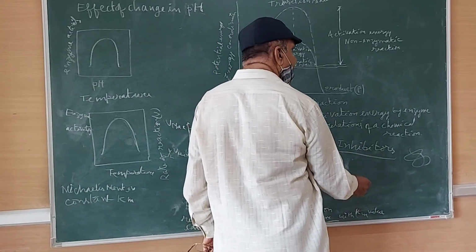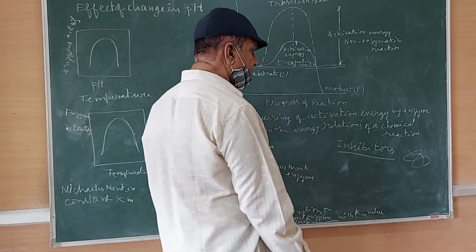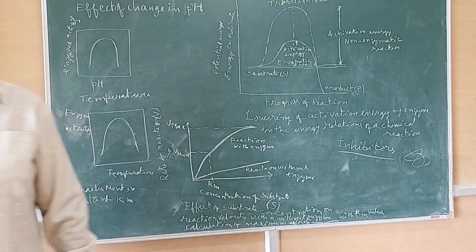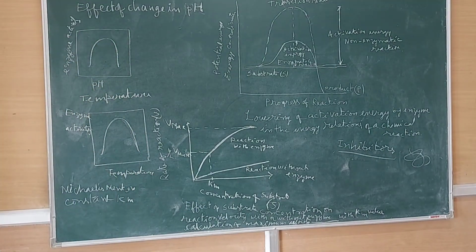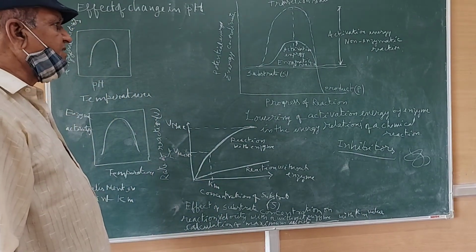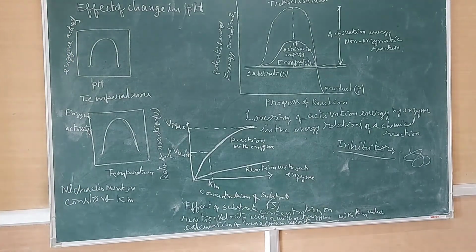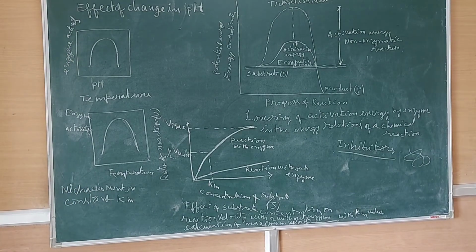If the inhibitor resembles the substrate, it is called a competitive inhibitor. Next, inhibition of succinic dehydrogenase by malonate. Inhibitors are used in the control of bacterial pathogens.